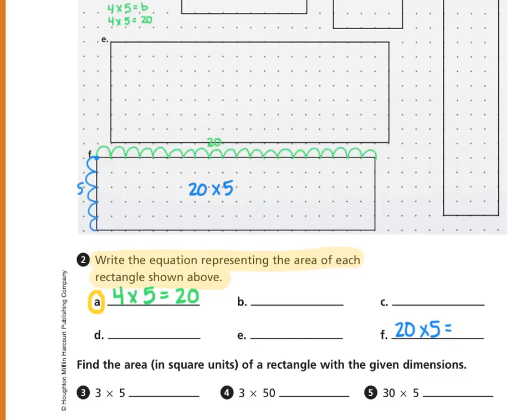Now that we've learned our special tens trick, we can go back to problem F on our homework, and we can solve it a lot more quickly. I'm going to take out my 0. 2 times 5 is 10. Now be careful. Even though 10 ends in a 0, I still had a 0 that I took away, so I need to add that back in. 20 times 5 is 100.